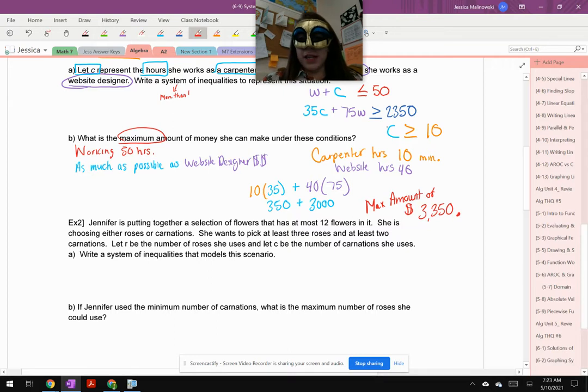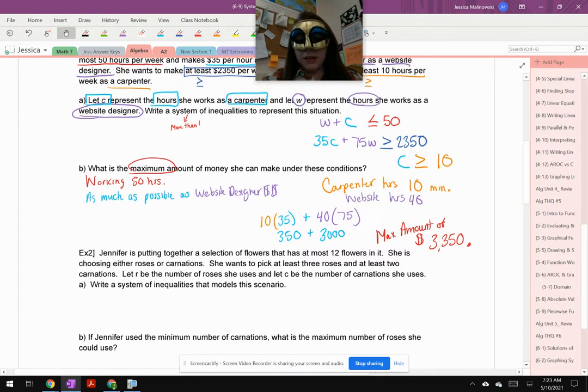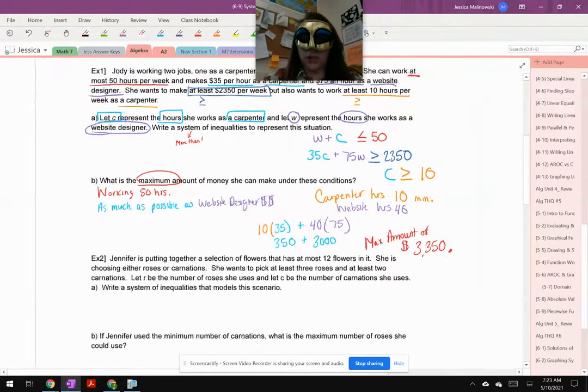If I plug 10 in for here, that makes it true. 10 is greater than or equal to 10. If I plug it into here, it is going to be greater than or equal to 2350, right? 3,350 is bigger than that. And 10 plus 40 is 50, and 50 is less than or equal to 50. So this works in all situations here.